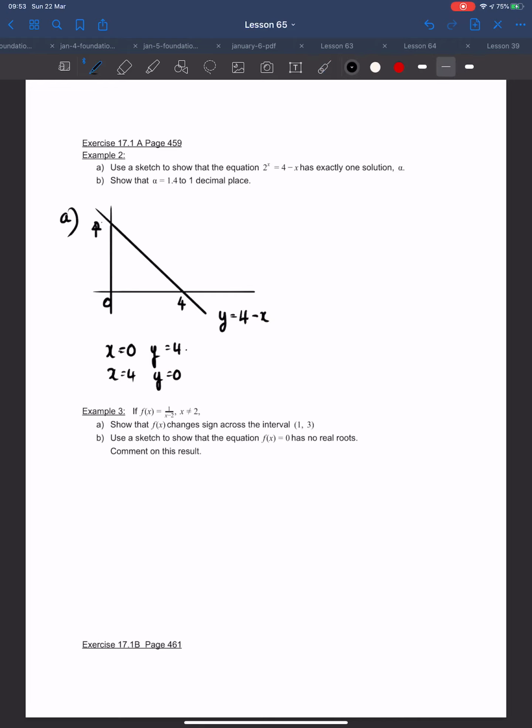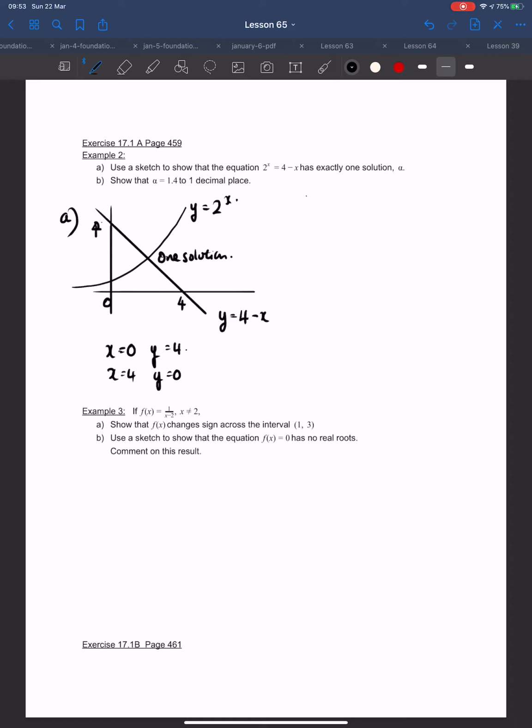And now the curve of 2 to the power x looks like this. Okay, so there's only one solution. They will never cross again. One solution only. Okay, I'll show that alpha is 1.4 to 1 decimal place.